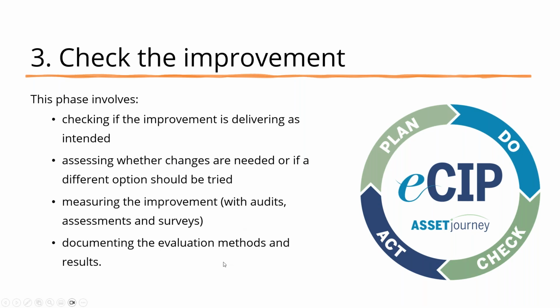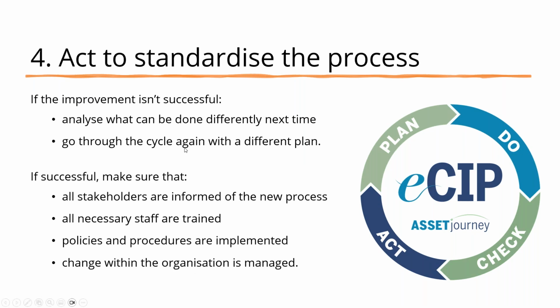Measure the improvement and document the evaluation method and result. And then act to standardize the process is the final part of this circle of action here. If improvement isn't successful, what can be done differently next time? Go through the cycle again. So we have the ability to take an improvement item and then recycle it, you might say.